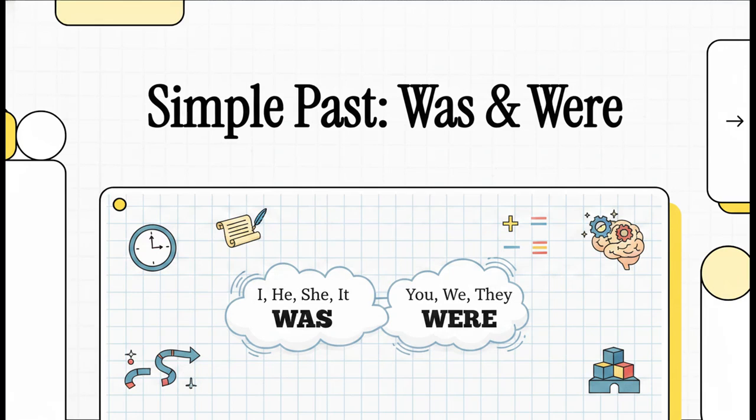Welcome to today's Explainer. We're doing a little time travel today. Nothing crazy, no time machine needed. We're just using the fundamental building blocks of the English language. Today, we're diving into the simple past of the verb to be, specifically the words was and were.